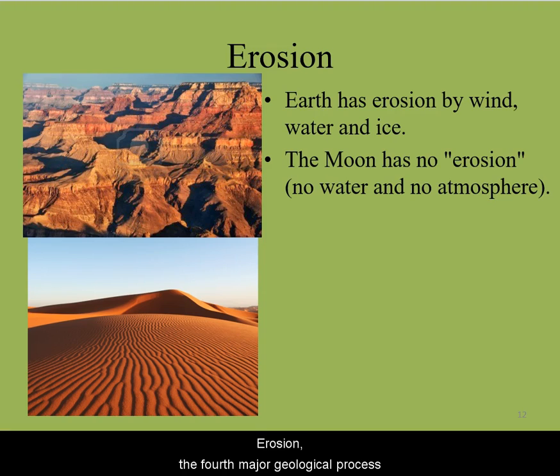Erosion, the fourth major geological process, is the movement of material by wind, water, or ice. On Earth, we know this process to be still quite active. However, the Moon, not having an atmosphere, is not capable of this geological process.